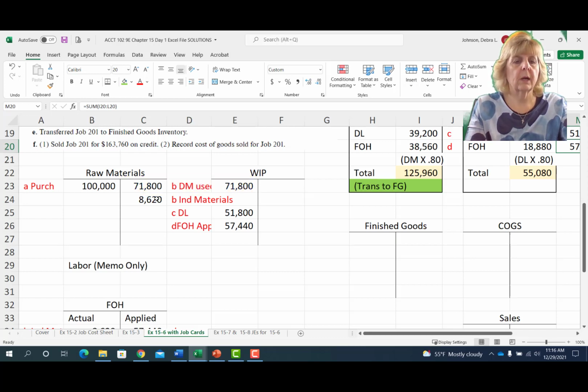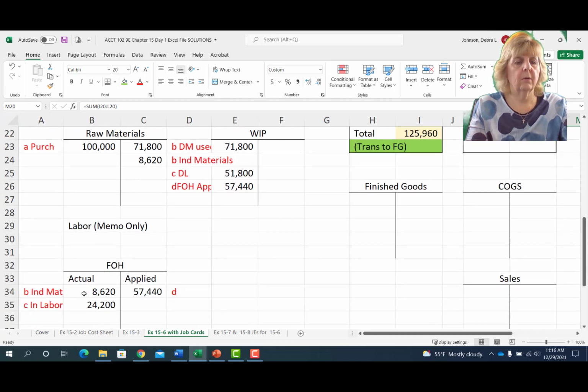The indirect materials, those for general factory use, also come out of raw materials, but since they're indirect, that represents a factory overhead cost. So let me go down to my overhead account. There you'll see letter B, the indirect materials that were charged to the general factory.